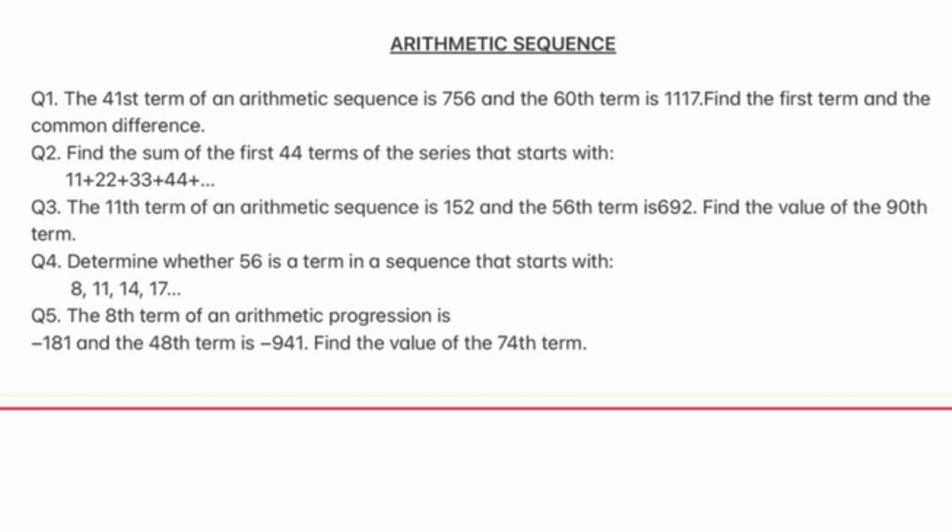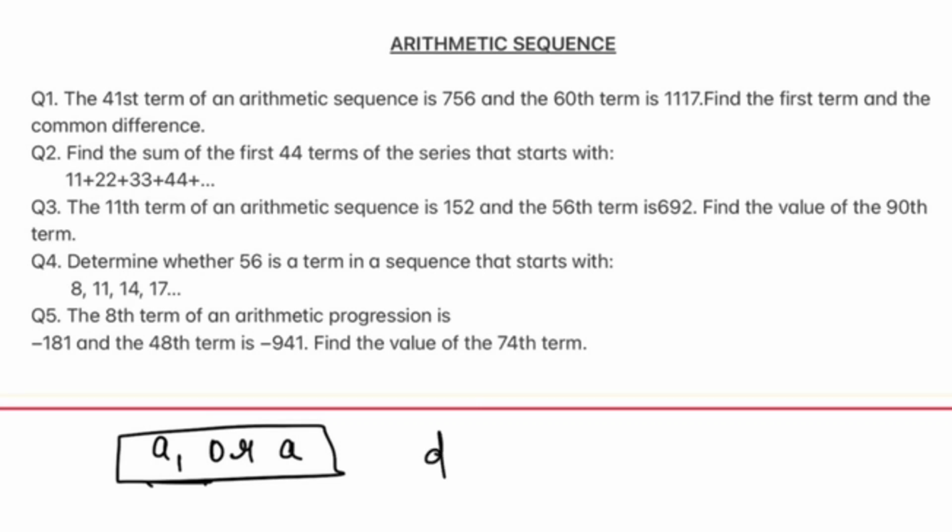Here, first of all, see what you have to find. You have to find the first term. First term means you have to find a1, or you can also write it as a. Both are the same. Either a1 or a, and the common difference. Common difference means d. We don't know these 2, and this is what we have to find in the first question.